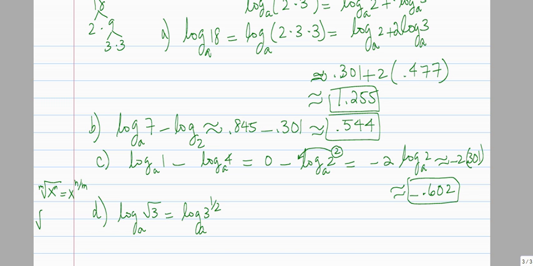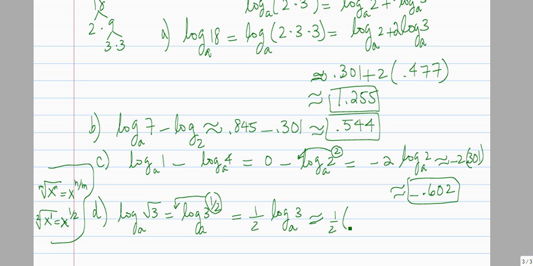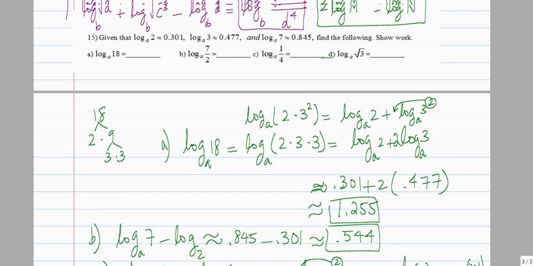So for the square root of x, there's an understood 2 here and an understood 1 here. So that's x to the 1/2. We used this rule in one of the prior problems we did. So this 1/2, using the power rule, comes down. It's 1/2 log base a of 3.